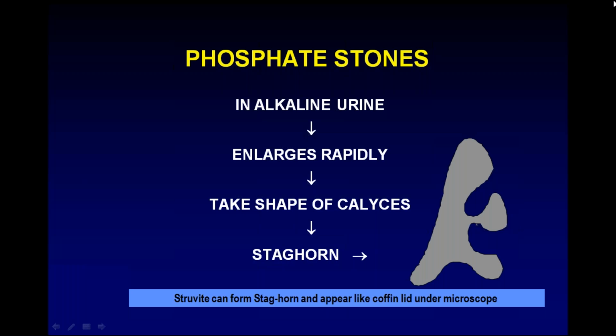Stag is one of the types of deer. A stag has bigger horns, with a multi-pronged shape. That gives the shape of the horn of a stag. So staghorn calculus means mostly struvite or triple phosphate. So this is how it looks.